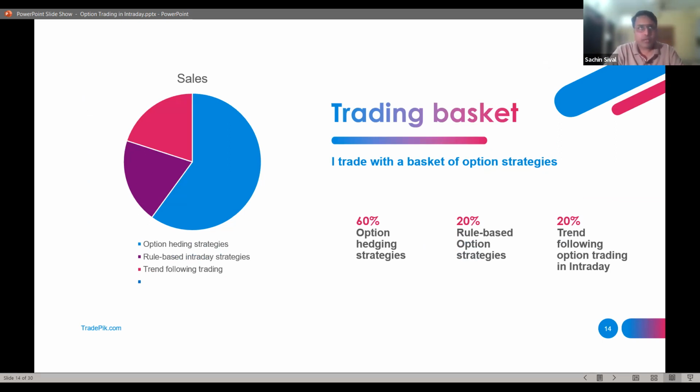I created a basket because I believe we have to work with two or maximum three trading systems, because many times one system will not work. If you have a diversified portfolio with two or three different systems, and one system is not working, the others will compensate. As I told you, I am an option seller. I work on option hedging strategies. So 60% of my capital I deploy in option hedging strategies where I'm consistently getting returns.